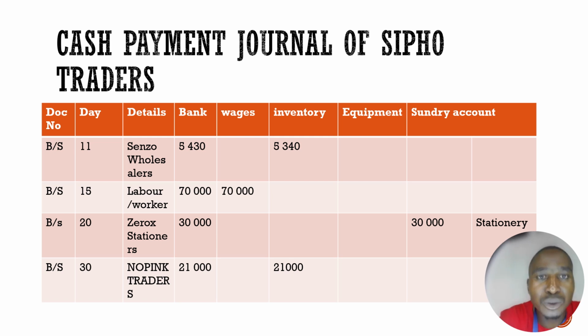Guys, we are done with all the transactions of the trading undertaking business, the CRJ and the CPJ.